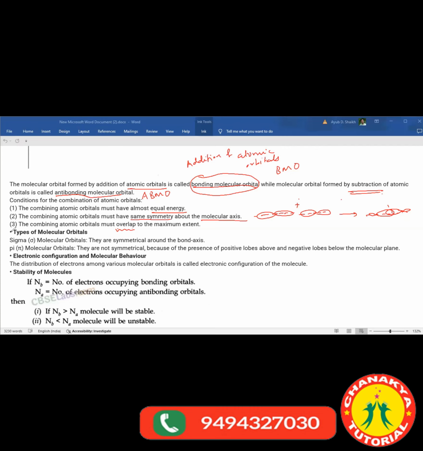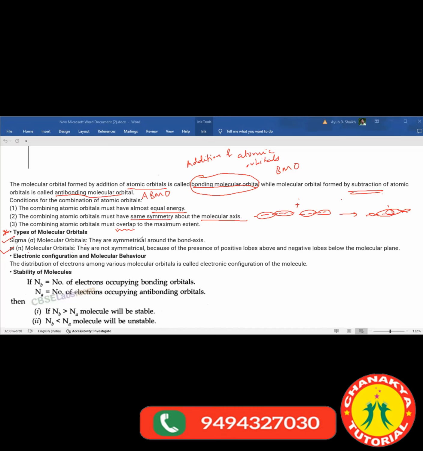Now they have given you types of molecular orbitals. Atomic orbitals we have already seen. Now, which types of molecular orbitals would be formed? Sigma molecular orbitals are formed, and the pi molecular orbitals are also formed. Just as we have seen the sigma bond and pi bond, in the same way we have two different types of molecular orbitals. The first one is the sigma molecular orbital and the second is the pi molecular orbital.